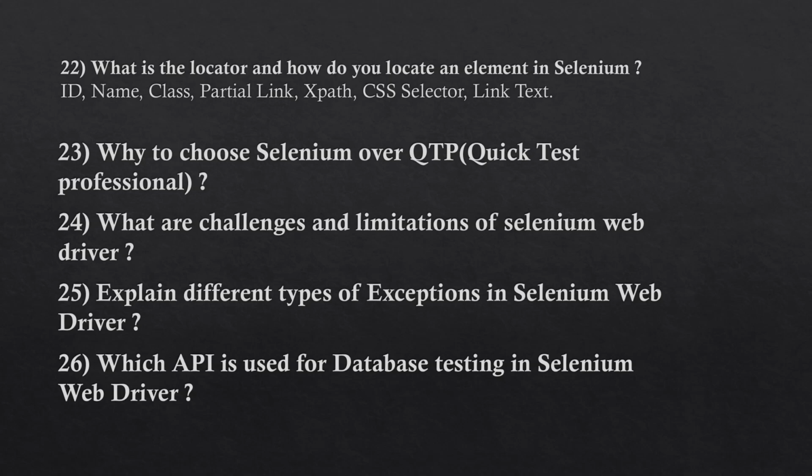There are different types of locators such as ID, name, CSS, partial link text, XPath, CSS selector, class name, link text. Likewise we have many locators which we use to identify a particular web element or all the web elements present on the UI screen.